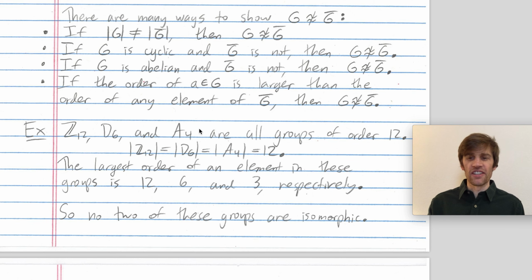In A4, it turns out that the highest order you can get is 3. A 3 cycle has order 3, and a 3 cycle is a product of 2 cycles. It is an element of A4. So as long as you believe me that the elements of largest orders in these groups have orders 12, 6, and 3, then by this last bullet point here, we've proven that these groups are not isomorphic because the orders of their elements do not match up.